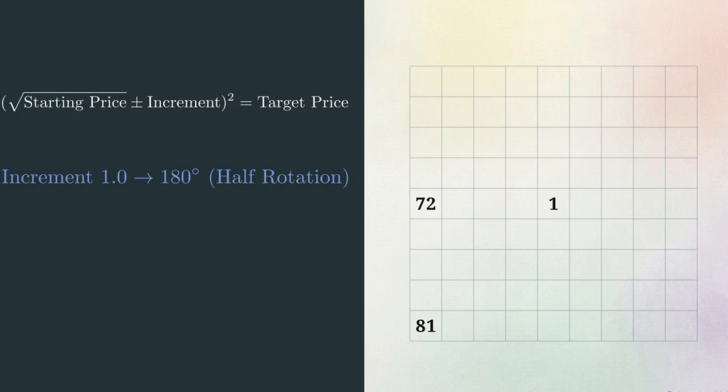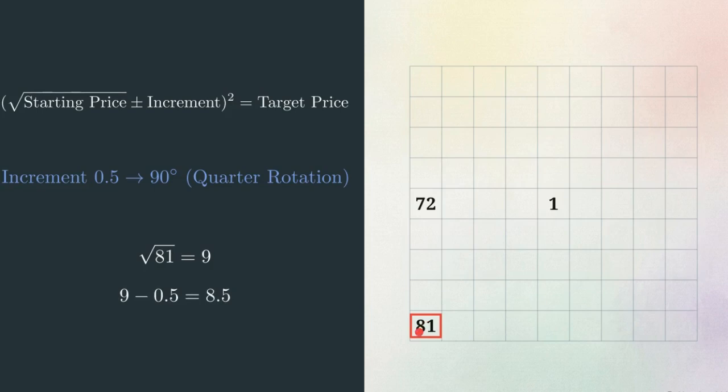To calculate a half rotation, or 180 degrees, you add 1.0 to the root. For a quarter rotation of 90 degrees, you add 0.5. For example, starting at the odd square 81, the square root is 9. To move 1/4 of a rotation inward, we subtract 0.5, giving us 8.5. Squaring that result gives us 72.25, landing us on the cardinal cross.